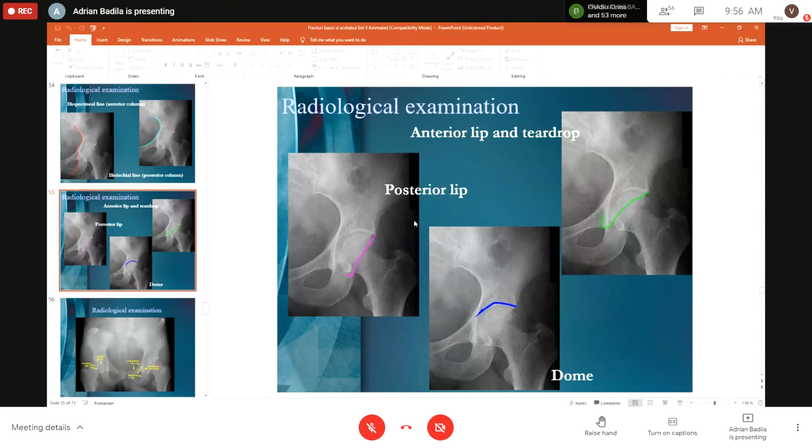The posterior lip, which is here in magenta, will be interrupted if we have a fracture of the posterior wall of the acetabulum. And here the dome in blue, it will be interrupted if we have a fracture of the acetabular roof.